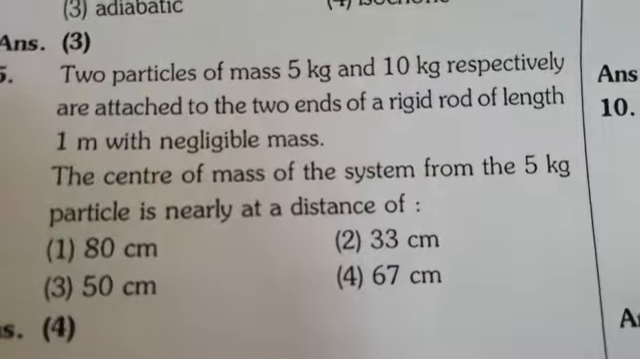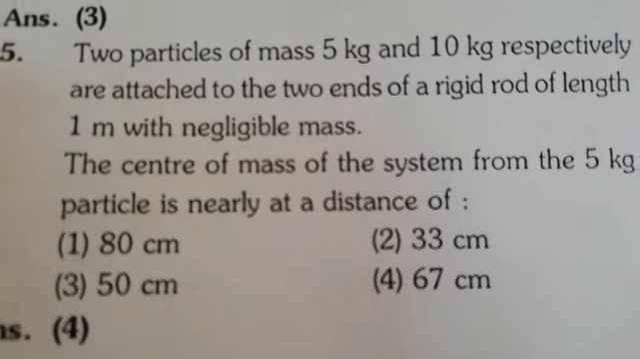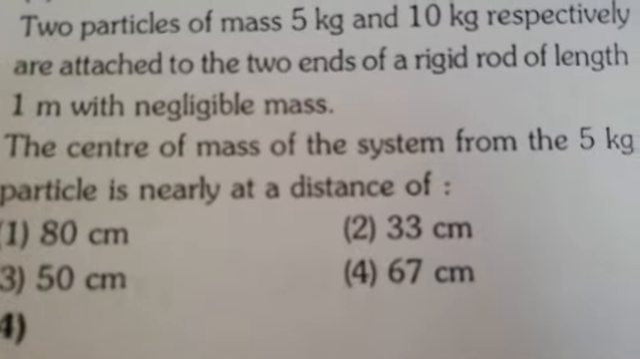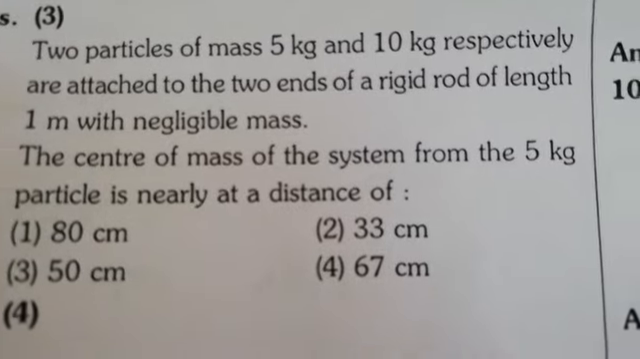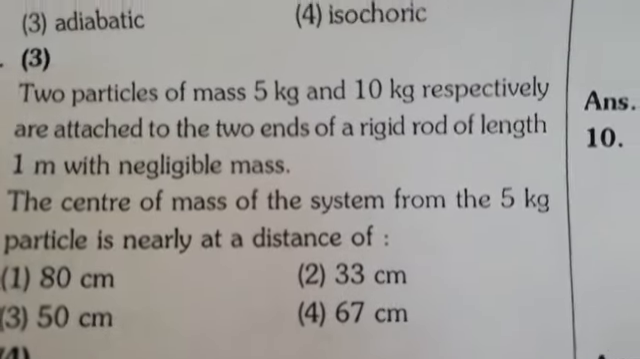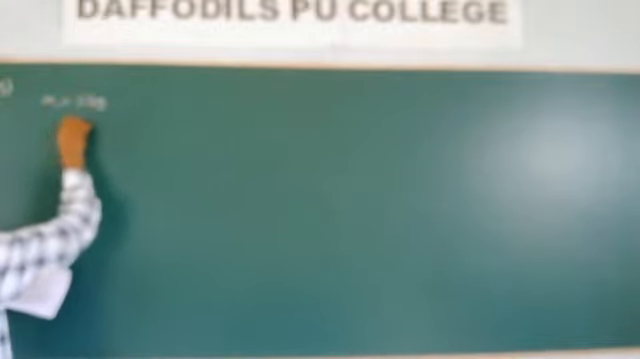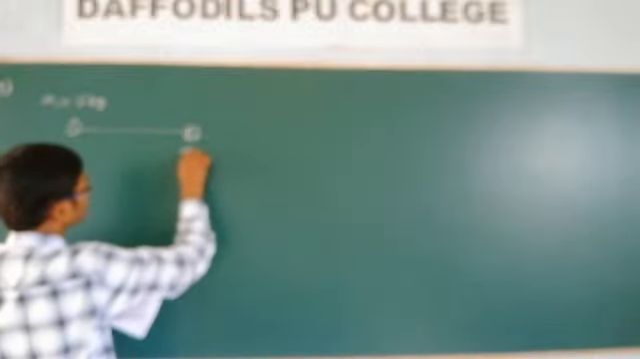Let us see the next one, the fifth one. Two particles of mass 5 kg and 10 kg respectively are attached to the two ends of a rigid rod of length 1 meter with negligible mass. The center of mass of the system from the 5 kg particle is nearly at a distance of. So it is based on the center of mass of the system. We have two particles, M1 is equal to 5 kg, and one more mass, M2 is equal to 10 kg, attached to the two ends of a rigid rod of length 1 meter. The length of this rod is 1 meter.